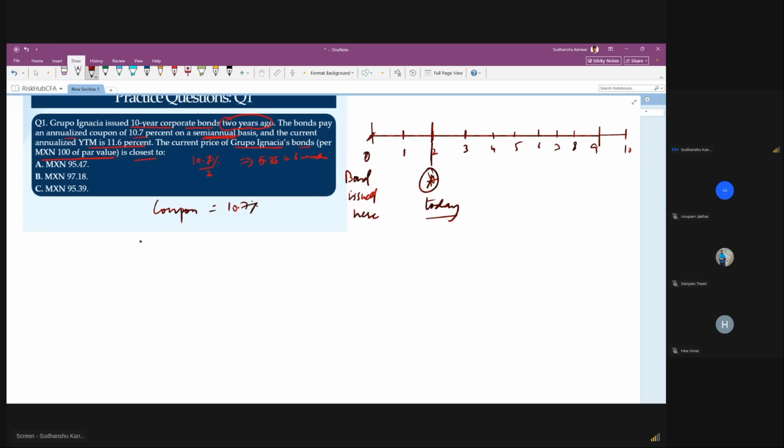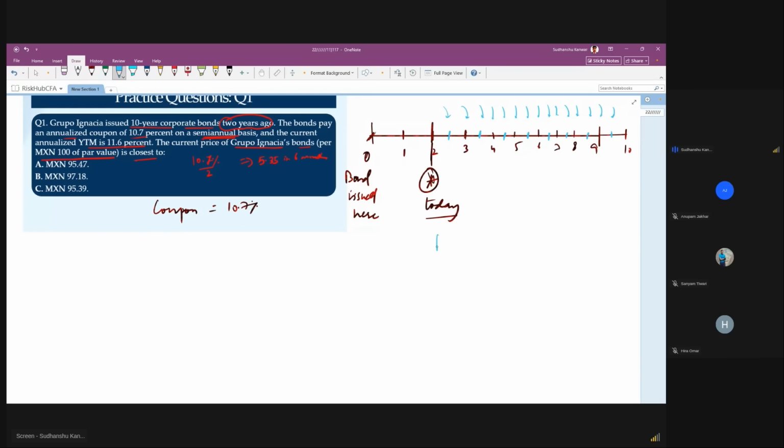I told you, right? Coupon is coming semi-annual. That changes a lot of things. Now you change it. Oh, coupon is coming semi-annual. So it means coupon will come here, here, here, here, and here also, here also, here also. So basically, coupon will come.